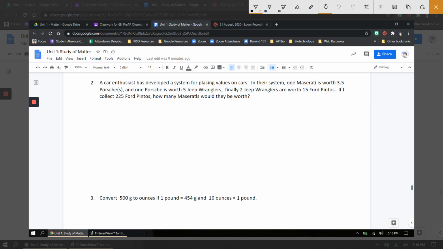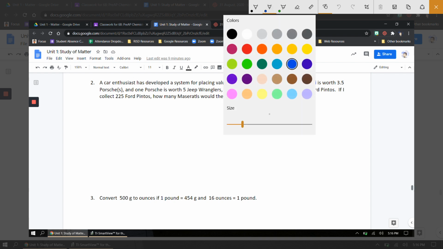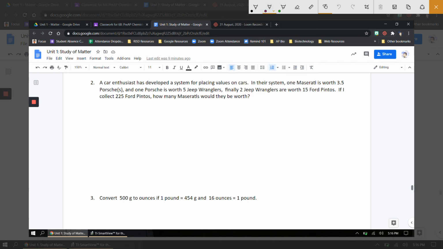First of all, I just want to make sure you guys are aware of where the conversion factors are. The conversion factors are everything right there. And then the bottom is the actual question itself: if I collect 225 Ford Pintos, how many Maseratis would that be worth? So my given is what I'm going to start with, 225 Pintos.